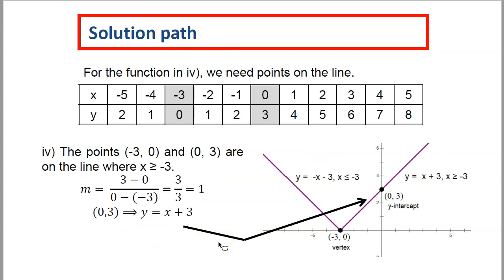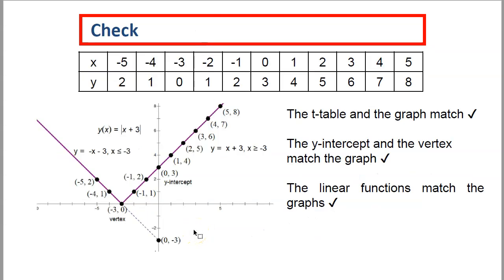Now for the function in part 4, so the line over here, we have 2 points marked on our t-table, our vertex and the actual y-intercept of this original function. So we can use those 2 points and find that our slope is 1, which is actually making sense. And then because we actually already have the y-intercept here, we can just conclude that our function is then y equals x plus 3 for that piece.